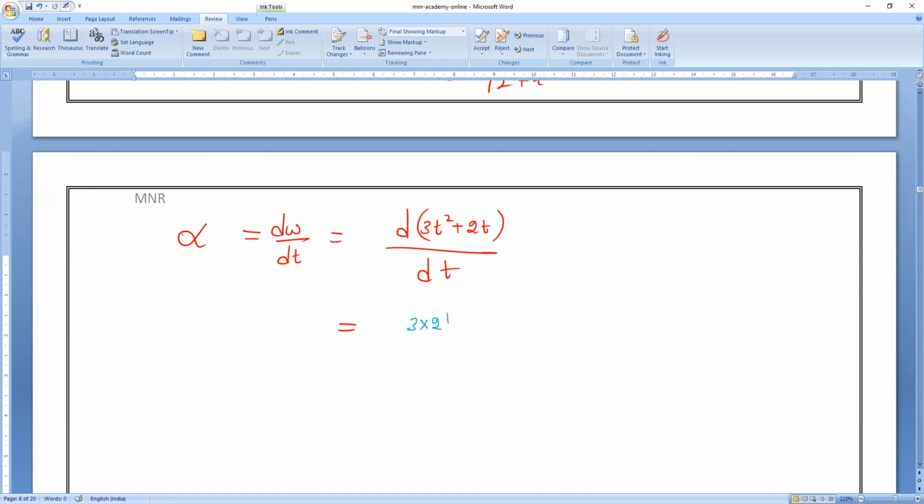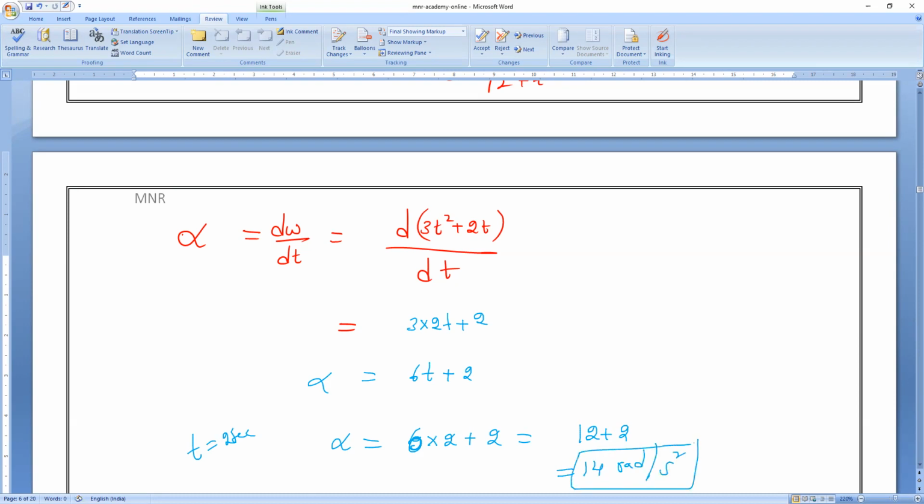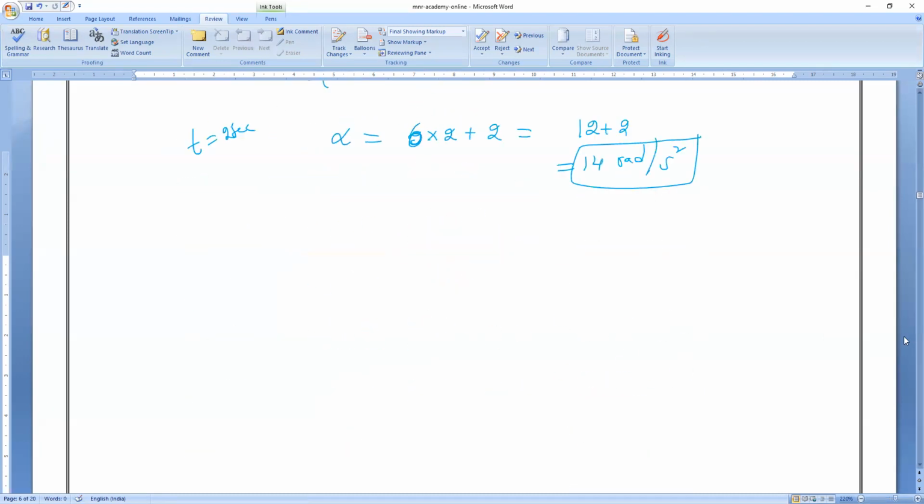3 into 2t plus differentiation of 60, which is equals to 60 plus 2. So now that is what alpha. Now t is equals to 2 seconds. If I substitute, alpha is equals to 6 into t plus 2, which is equals to 12 plus 2. So which is equals to 14 radian per second square. That is the first thing.